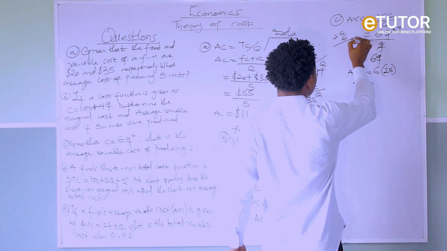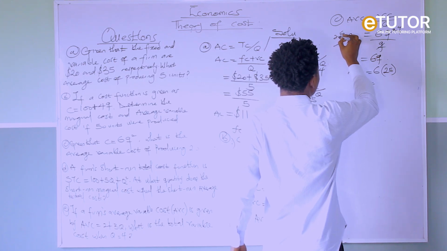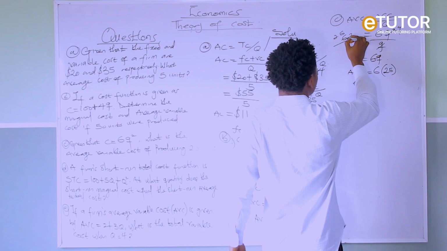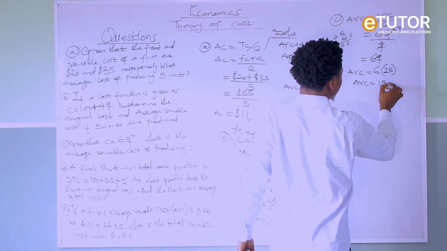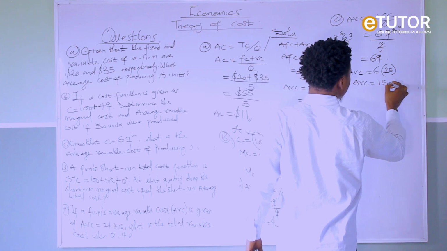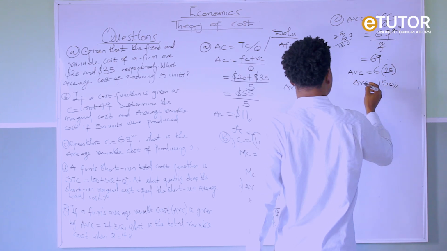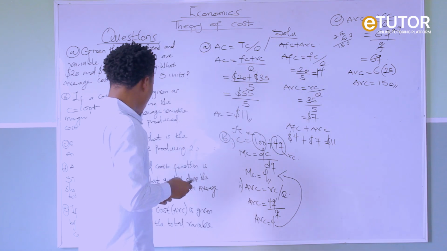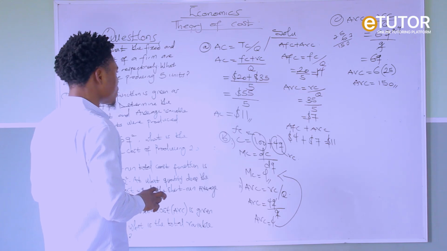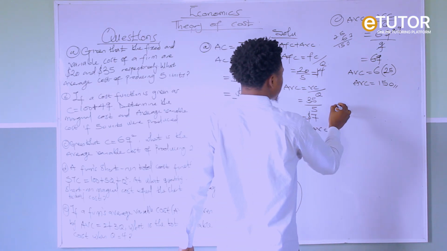So our average variable cost is 25 multiplied by 6. This will give us 30, as 0, keep 3. This will give us 12 plus this, that's 15. So this is 150. We are not giving the correction. So this is 150. So our average variable cost is 150.